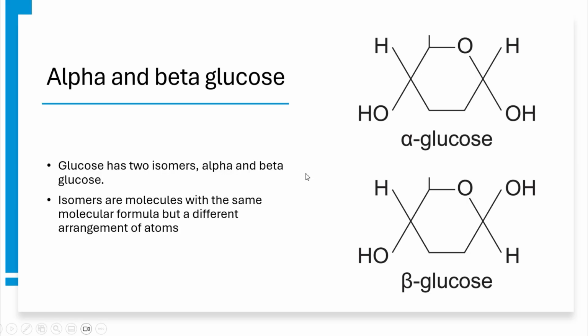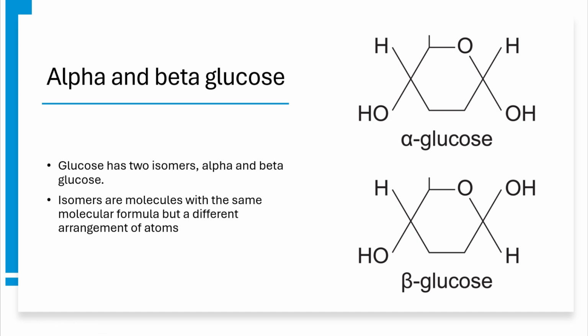Memorize that. Now let's talk more about glucose. There are two types of glucose, alpha and beta. So glucose has two isomers. Isomers are molecules with the same molecular formula, so they have C6H12O6, but a different arrangement. They look different in terms of structure, but the same things are going on. So effectively here we've got two isomers, alpha and beta. You need to be able to draw both of these. Just memorize alpha and beta.